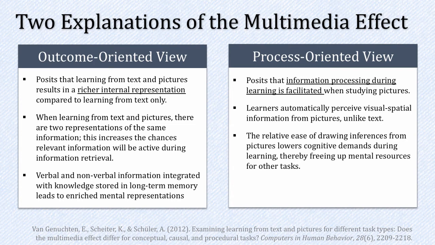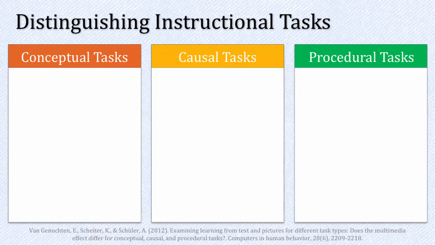Because humans are so good at perceiving visual and spatial information automatically, and we can do that with relative ease, it's easier to draw inferences from pictures, which frees up some of our cognitive resources that can be focused on other learning tasks. And therefore, there's kind of a net gain in terms of the amount of cognitive processing that's available for understanding information presented in multimedia. So that's kind of a summary of the process-oriented view.